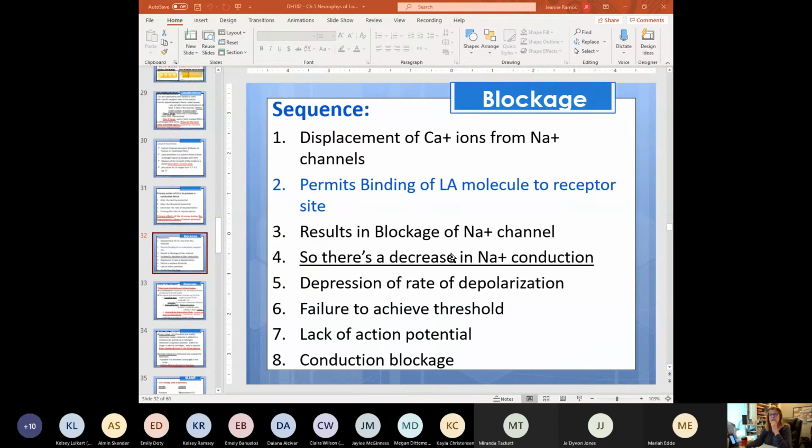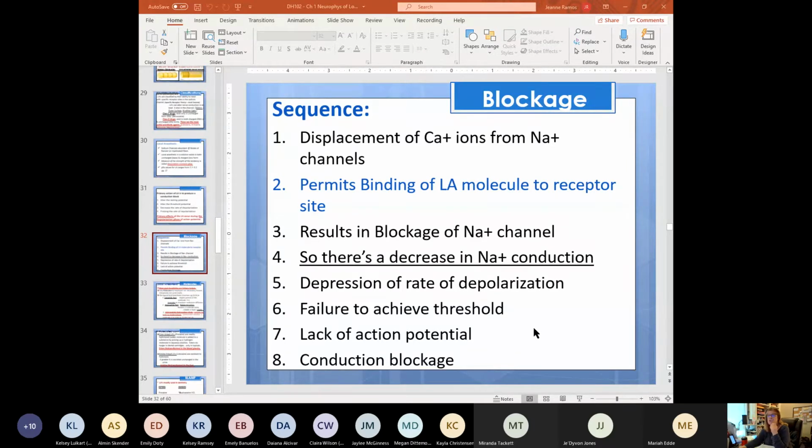That's going to result in no more sodium coming through, because it's blocking. And sodium coming through is what's going to further the pain sequence. So we want to stop any more sodium from coming through. The anesthetic goes from the inside of the nerve up and blocks those channels so no more sodium can get through. That's the basic deal. So there's a depressed rate of depolarization.